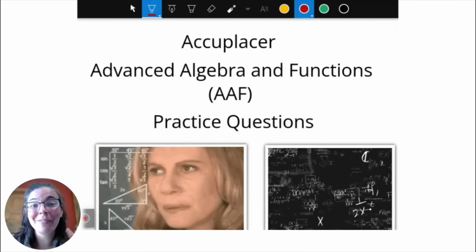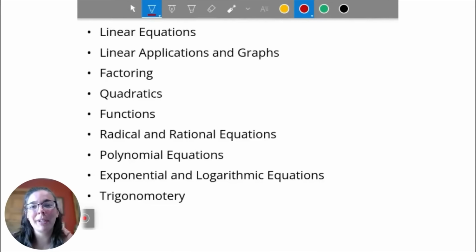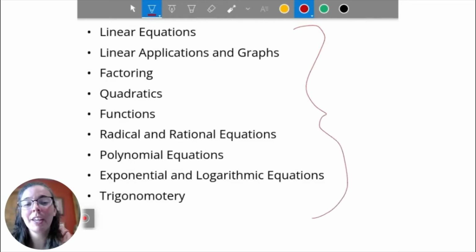Okay, so let's jump into it today. We're going to have some practical examples of what you might see on this exam. So here's what we're going to go over today. These are the topics that are on the AAF section of the Accuplacer exam. I'm going to give you some tips about each topic in the section, and we're going to do an example problem.